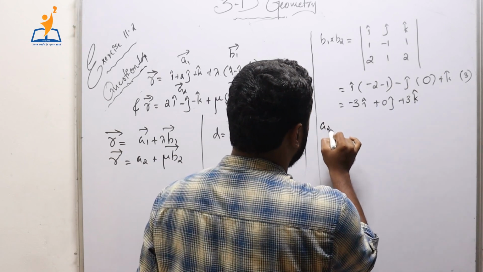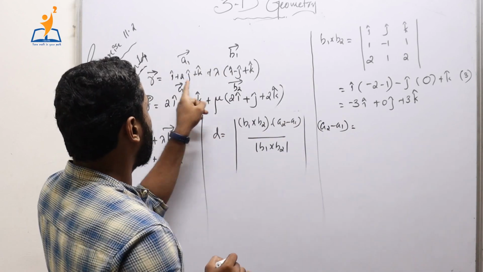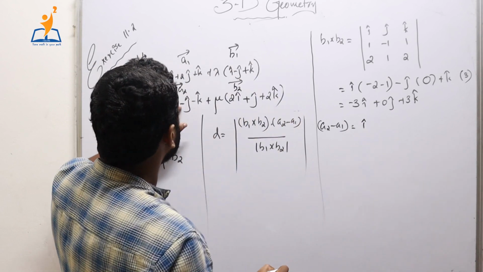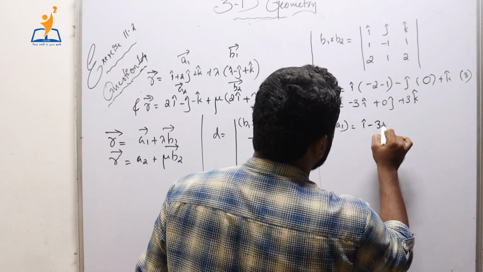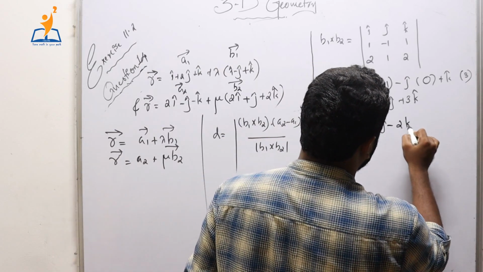Now a2 minus a1. What is a2? This is a2 and this is a1. So a2 minus a1 is equal to (2 minus 1) i cap, minus (1 minus 2) minus 3j cap, minus (1 minus 1) minus 2k cap.